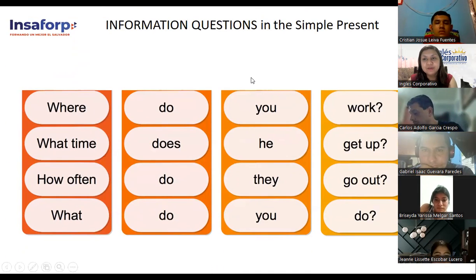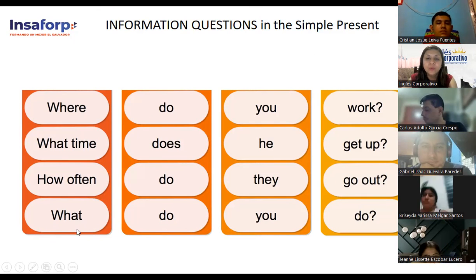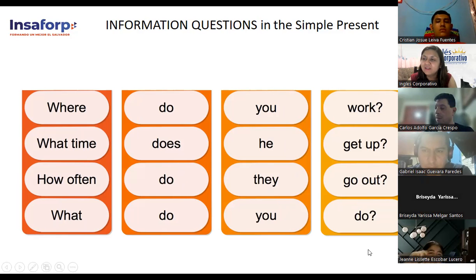Okay. Now, if you notice, information questions in the simple present are also very easy because the only thing you do is add the WH question word, like where, what time, how often, what, why, when, which, who, etc. And then the rest of the structure is the same as yes/no questions: auxiliary do or does, the subject, and the verb. Okay, I need another volunteer to read the questions, please.